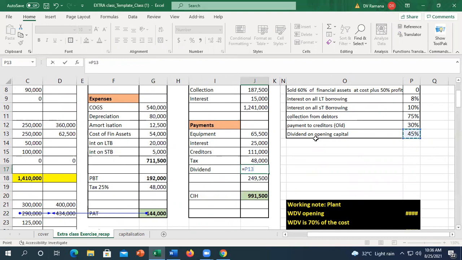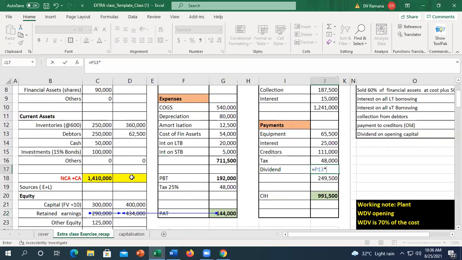On what? On the opening capital. Profit, dividend is a distribution of profit, but normally calculated on the capital. So therefore it says on the opening capital, okay? So the dividend that I'm going to pay is 135,000. So what will happen to the reserves?